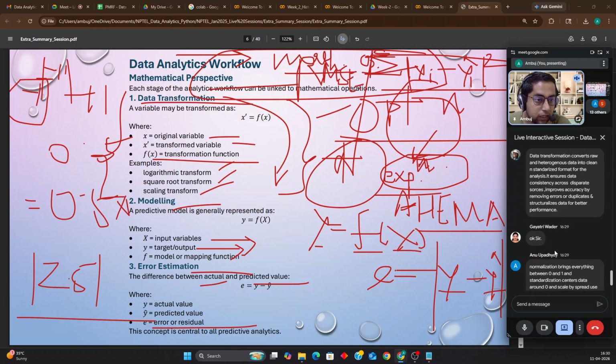"Data transformation converts raw and heterogeneous data into clean and standardized format." See, that is the thing which I was talking about. Into clean, and now this "N" will be so frustrating, that in her entire copy she will not be writing "A" and "D", neither will she be making this symbol. She would be writing "N". And now I have to understand, I have to decode.